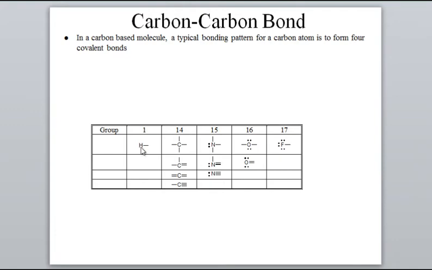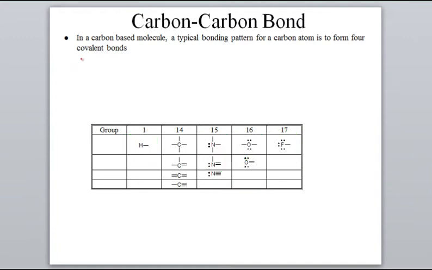If you remember hydrogen's bonding pattern, it's to follow the duet rule, 1 single bond, no lone pairs. Nitrogen, 3 bonds and 1 lone pair. Oxygen, 2 bonds and 2 lone pairs. Those halogens, 1 bond and 3 lone pairs. Oxygen could have a double bond to 1 atom or 2 single bonds to 2 different atoms.